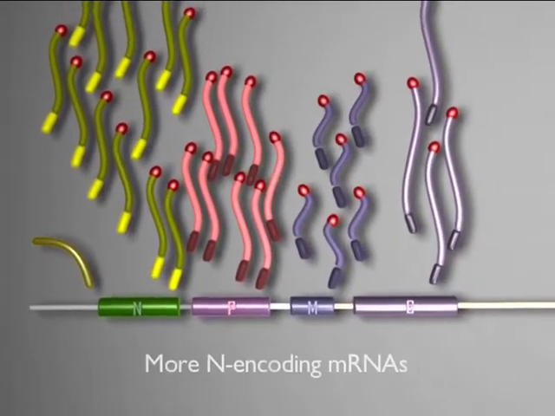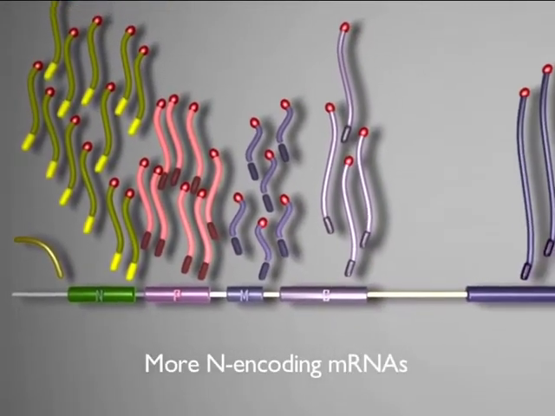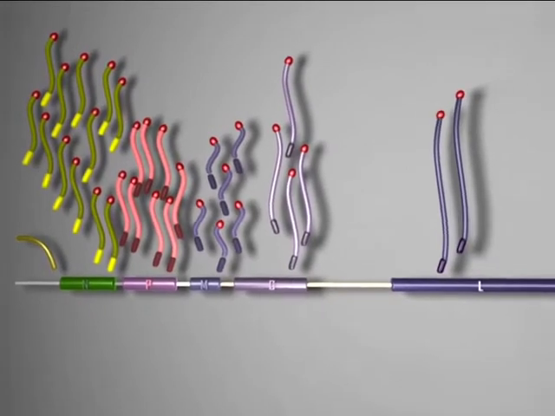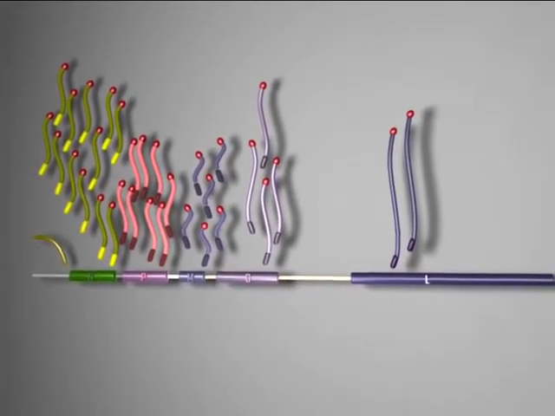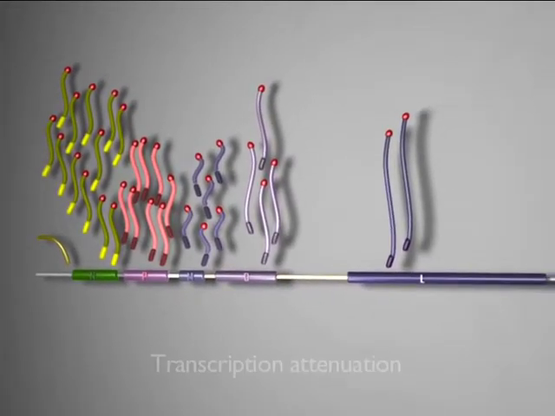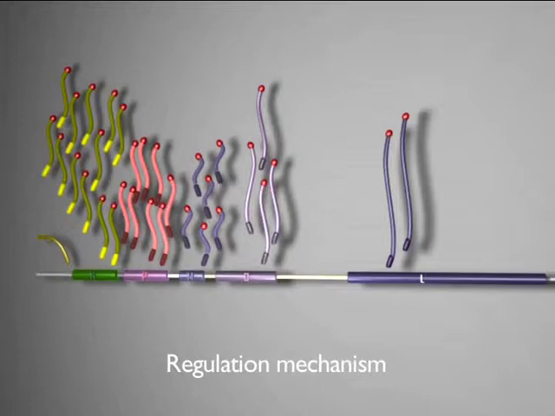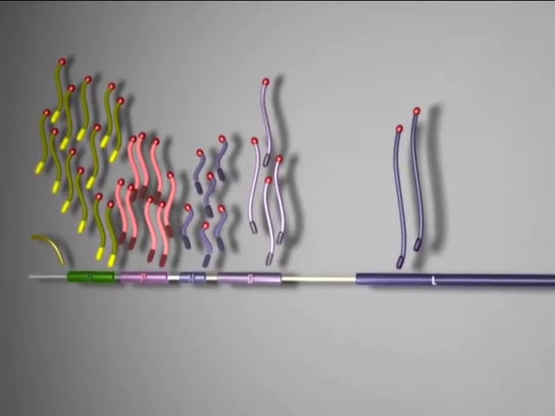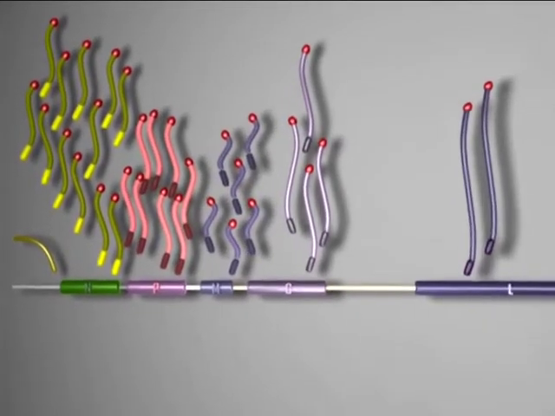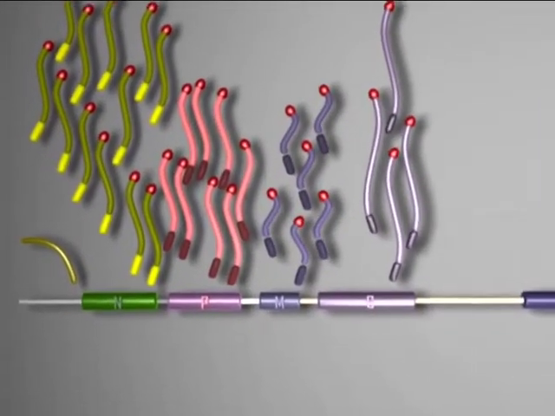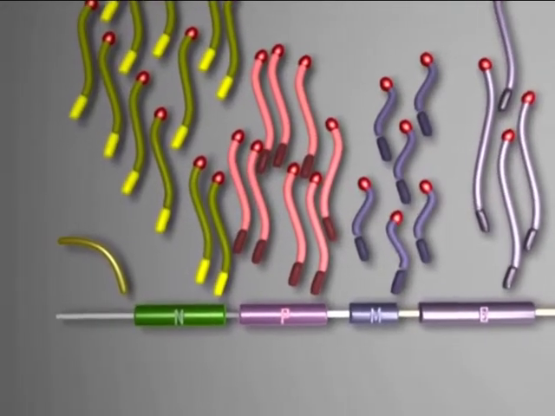Consequently, there will be more N-encoding messenger RNAs made. And the L-encoding messenger RNAs will be the least of all. This is called transcription attenuation. It's a general feature of non-segmented negative strand RNA viruses and an important mechanism regulating individual gene expression and consequently replication. In other words, the abundance of the messenger RNAs that code for the nucleocapsid is not accidental.